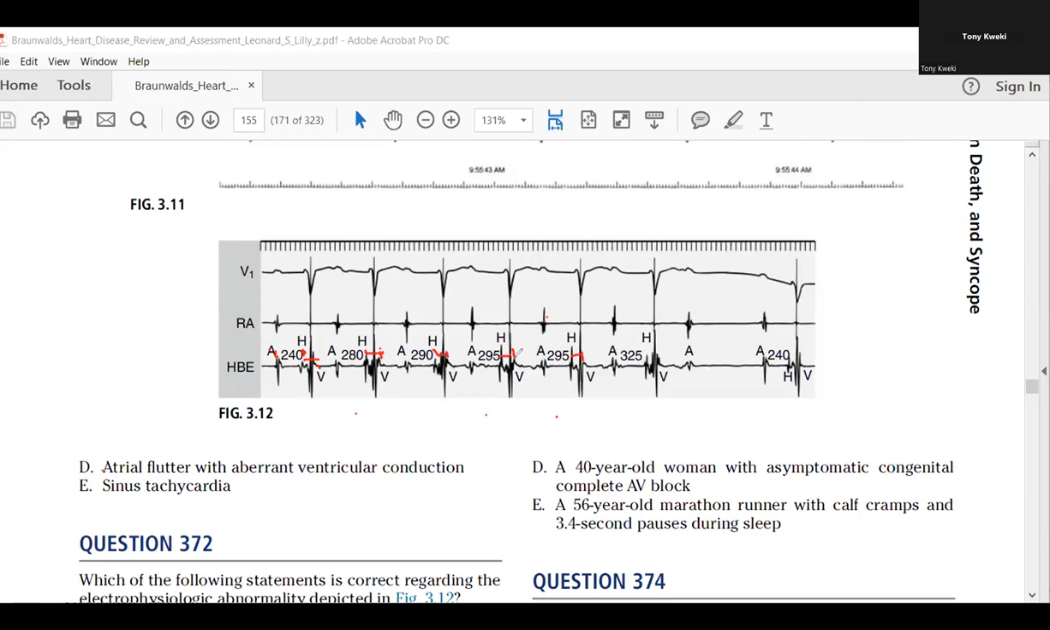Most times, if it is an infranodal block, it's the HV interval that you see prolonged. But this time around we're seeing a prolongation in the AH interval that is progressive, and then a drop. Typically, the next AH interval immediately after the block is much, much shorter than the AH interval preceding the block.